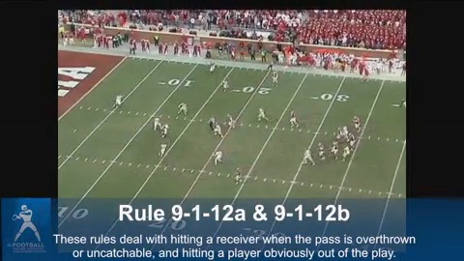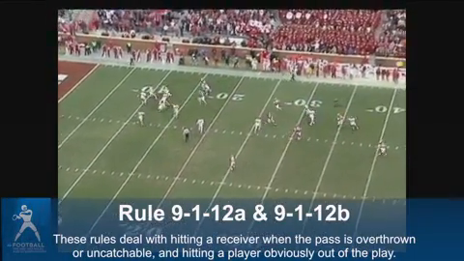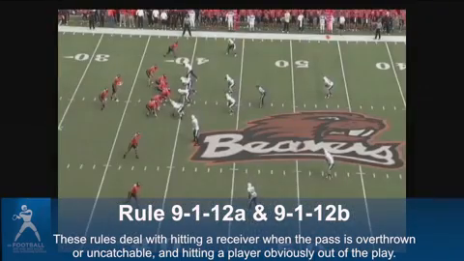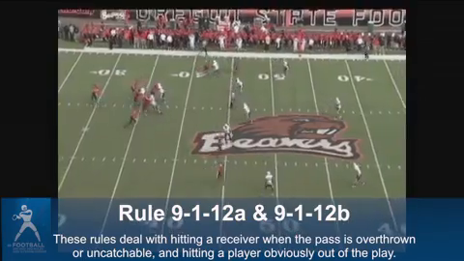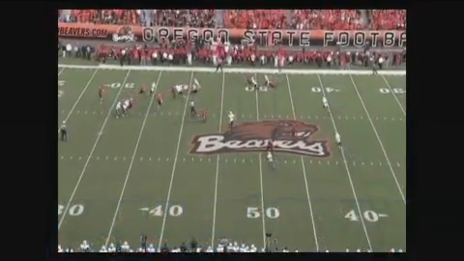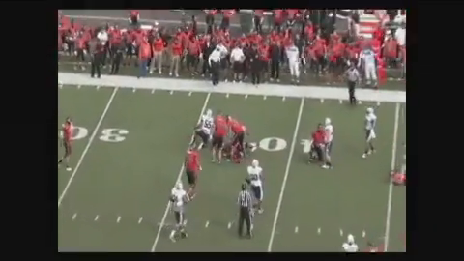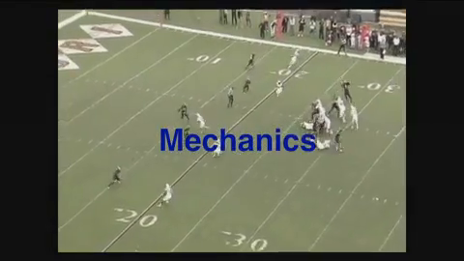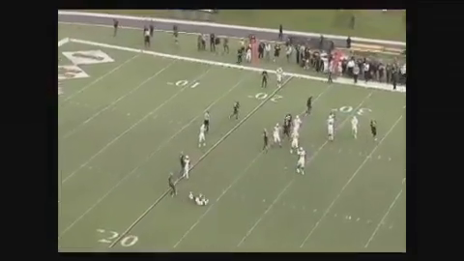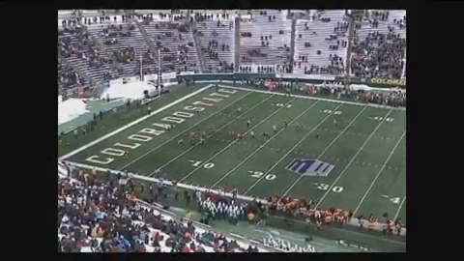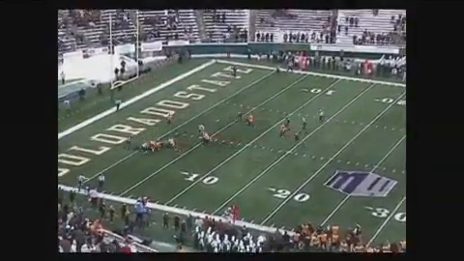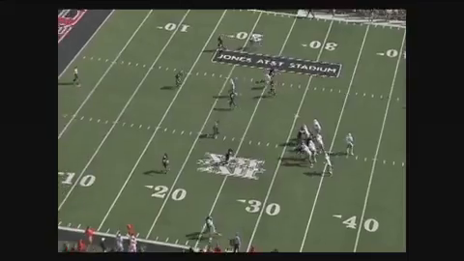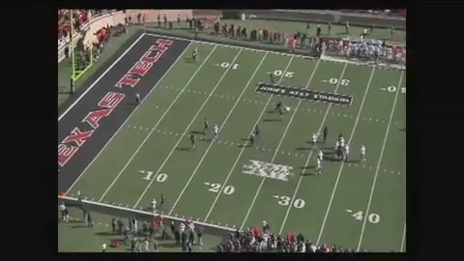In addition to targeting fouls, we also want to review actions that are fouls against defenseless players that are covered in Rules 9-1-12 A and B. These involve receivers when a pass is not catchable, or they occur in areas away from the immediate action around the football, which is why it is so important for us to focus on our mechanics and areas of responsibility throughout a play. Very often, these actions would not rise to the level of a foul, except that players well away from the action are obviously out of the play and are afforded protection that players more directly involved in a play do not have.